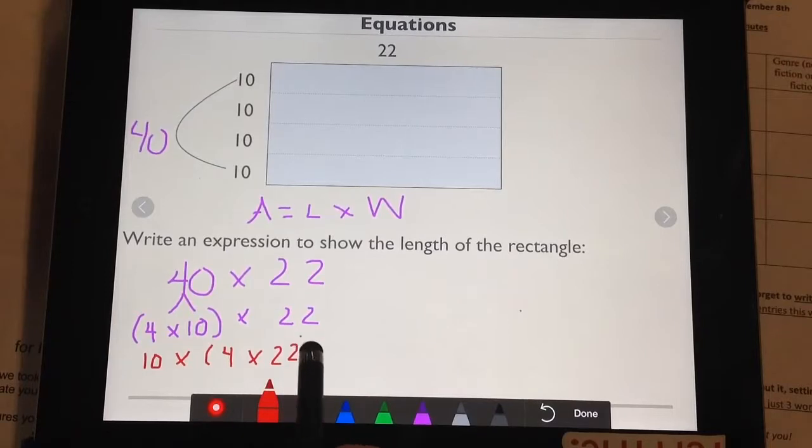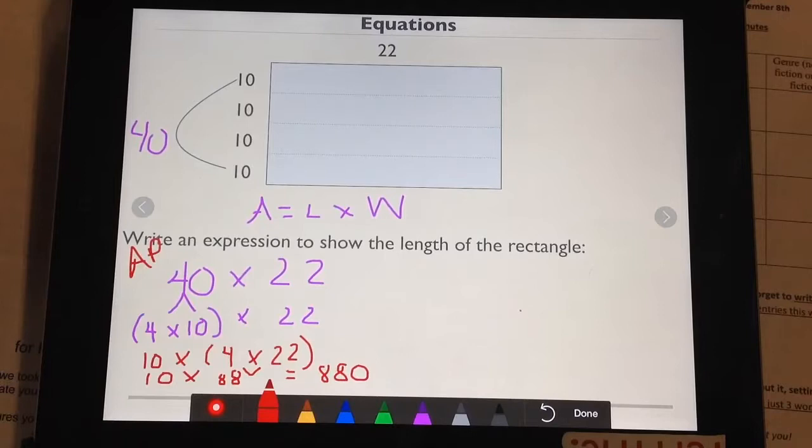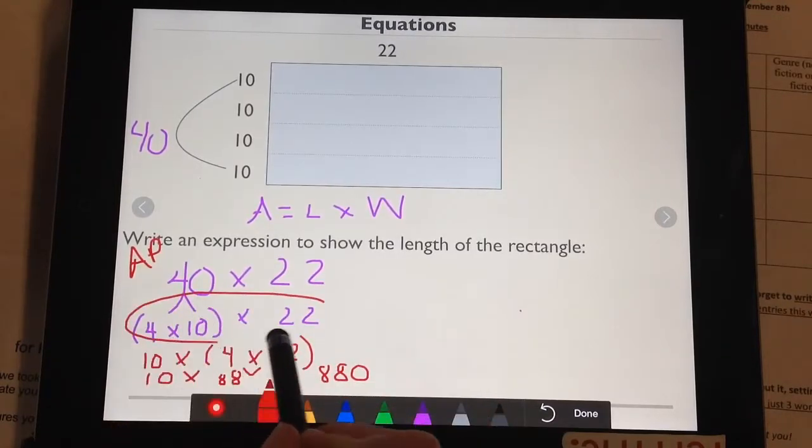Times 10 is really easy, so it's easier to do the other numbers first. We know that 4 times 22 is 88. And then if I multiply that times 10, we know 10 times 88 would equal 880. That's the associative property. So this is an expression right here. There's no answer yet. That's the expression.